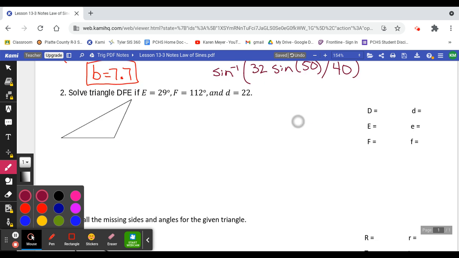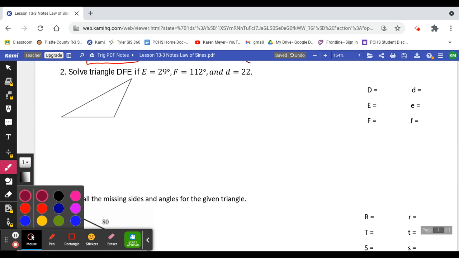Okay, so moving on to example number 2 and example number 3. These will look more like what your homework is going to look like. Just like before, I'm going to give you 3 pieces of information, and you need to find the other 3. So I got E is 29 degrees. So over here by capital E, I got 29 degrees. Capital F is 112 degrees. And I know little d is 22 degrees.